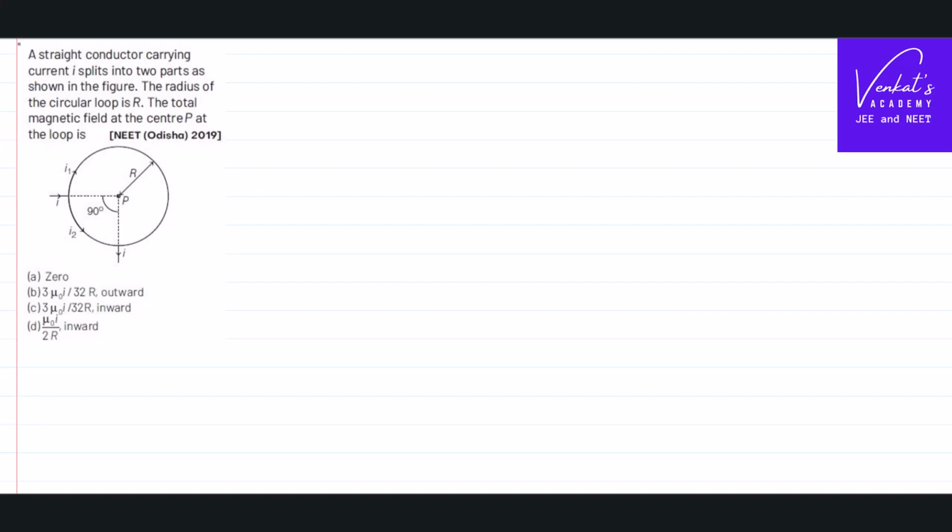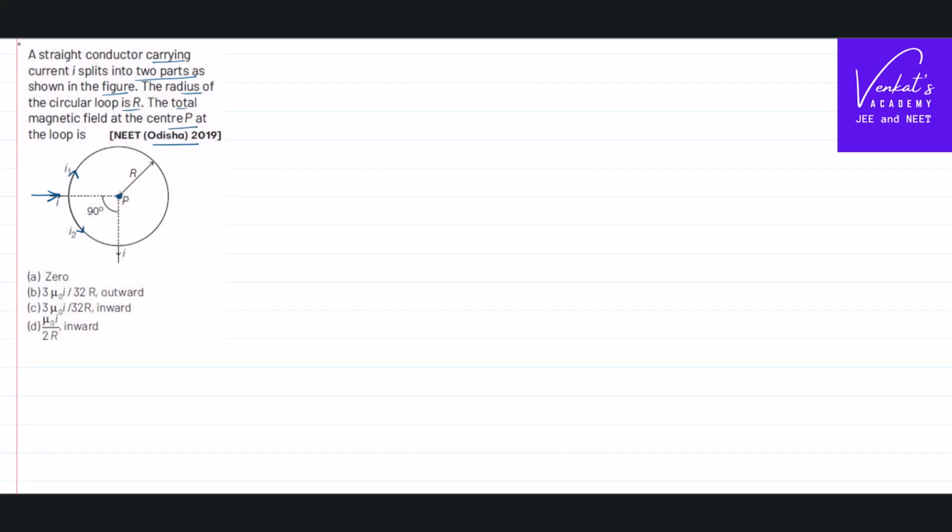We are solving a NEET 2019 question in moving charges and magnetism. It says a straight conductor carrying current I splits into two parts as shown, right? So you can see the current approaching here has split into these parts, I1 and I2. The radius of the circular loop is R. The total magnetic field at the center is how much?